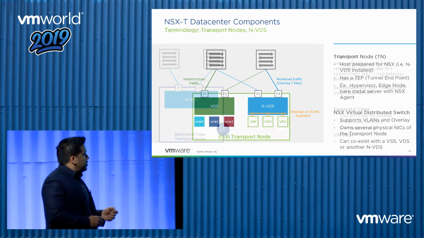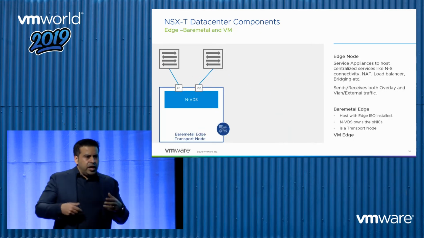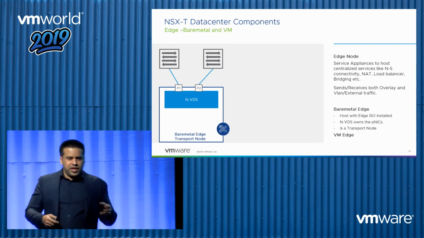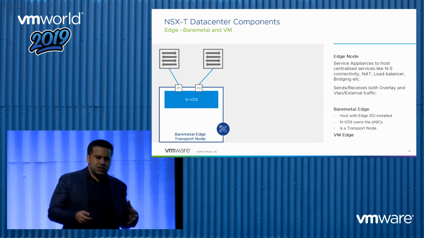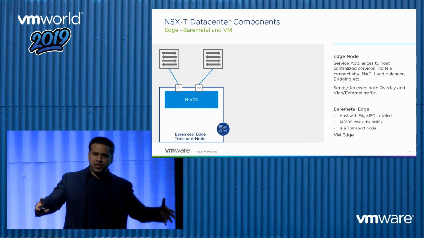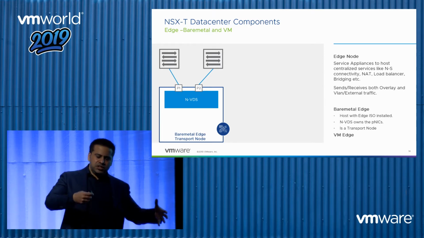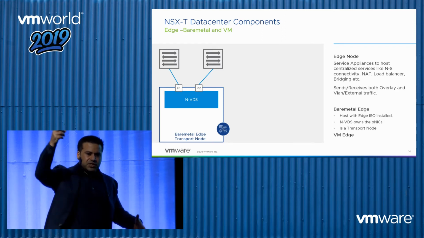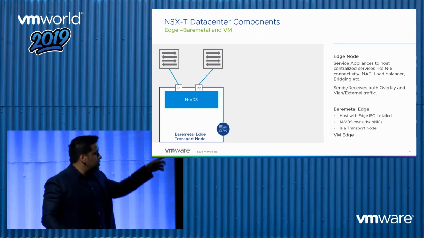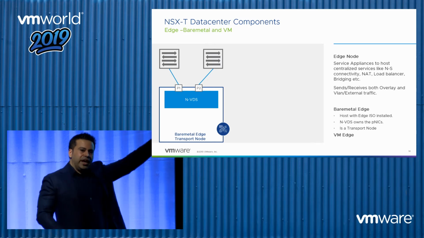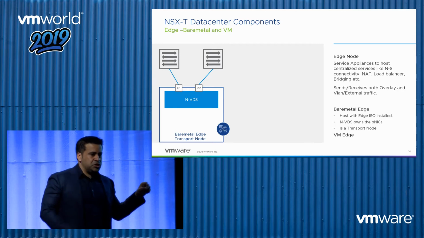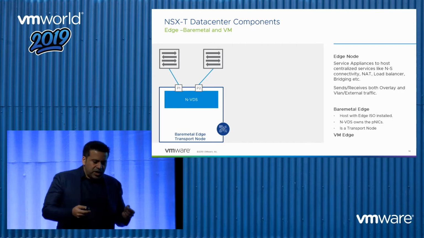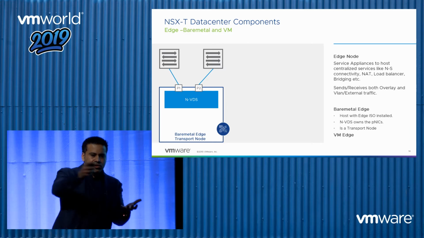Okay, moving on. So we talked about an edge node. This edge node is also a transport node. So what is the edge node? This edge node is just a service appliance that has a couple of resources, and this is your north-south gateway. When you connect to your physical world, when you connect to your top of racks, this edge node is the one which is connected to the physical world. Now we have two form factors. First is a bare metal edge node, and bare metal edge is simply hardware, and you install the edge ISO, the edge software, on top of it, okay?